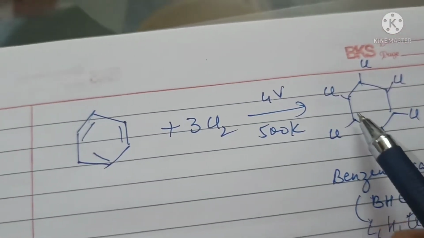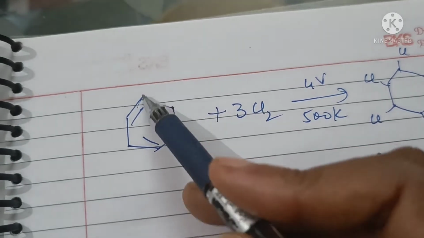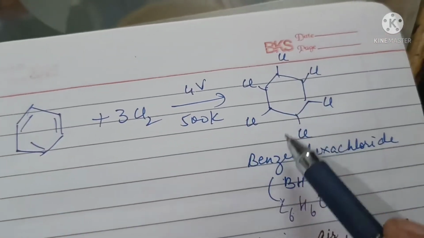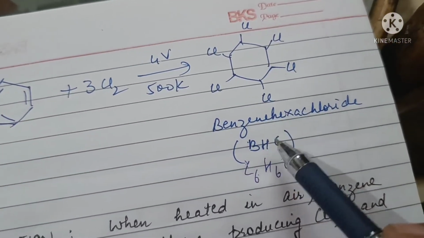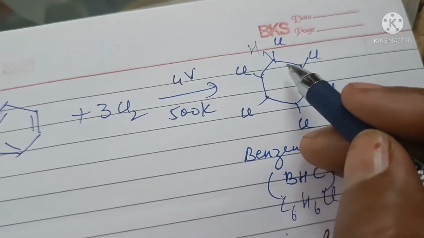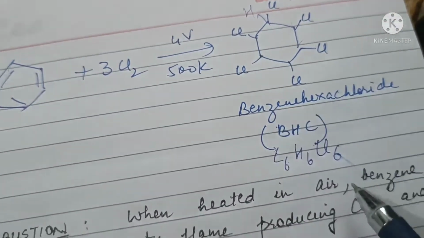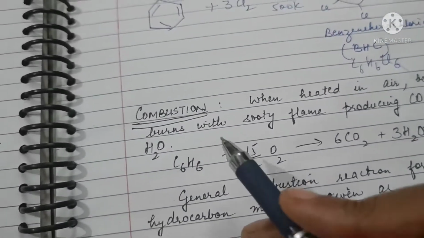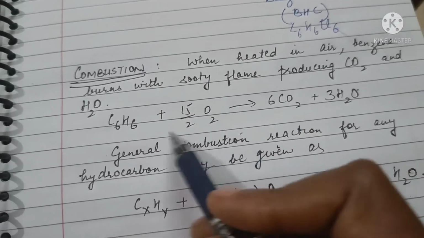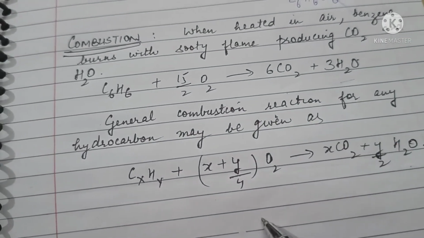So there is no double bond here. All 3 double bonds break and Cl is attached to the bonds to form C6H6Cl6. There are 6 hydrogens and 6 chlorines. Combustion. When heated in air, benzene will burn to form carbon dioxide and water.